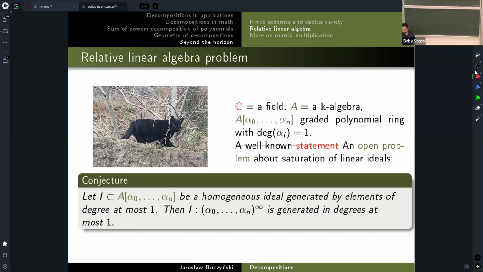Then the open problem that I don't know how to solve is this conjecture that the same happens as before. So I take an ideal inside this polynomial ring, but with coefficients in a K-algebra, or in any commutative ring, even if you are brave. Then you take a homogeneous ideal generated by elements of degree 1, maybe degree 0 as well, but the degree 0 guys are not very relevant, so degree at most 1. And then you take the colon ideal with respect to all elements of positive degree, and in the end you get something that is generated in degrees at most 1.